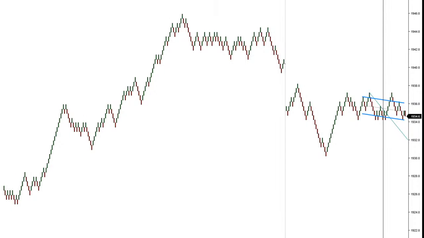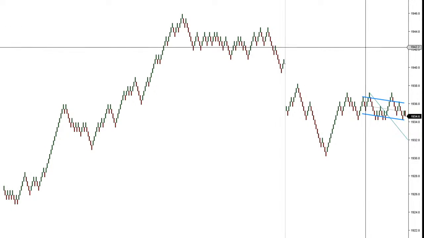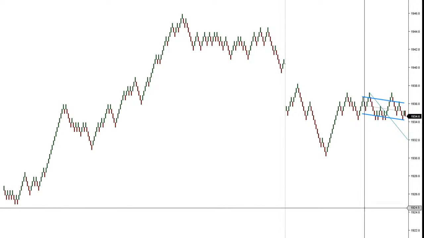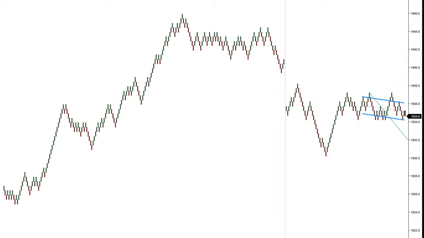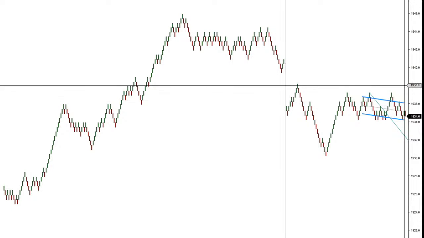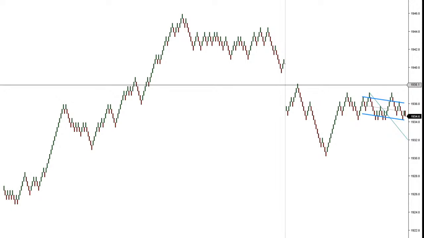Okay, so it looks like we're still correcting. We've been talking about it since last week. 1900 will be a great number to correct, but our real last target, if the market is gonna keep going up, is around 1860, between 1850 to 1860.